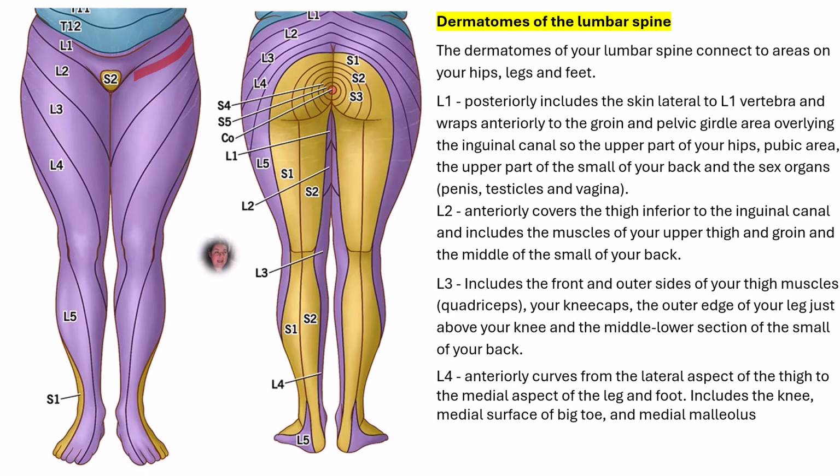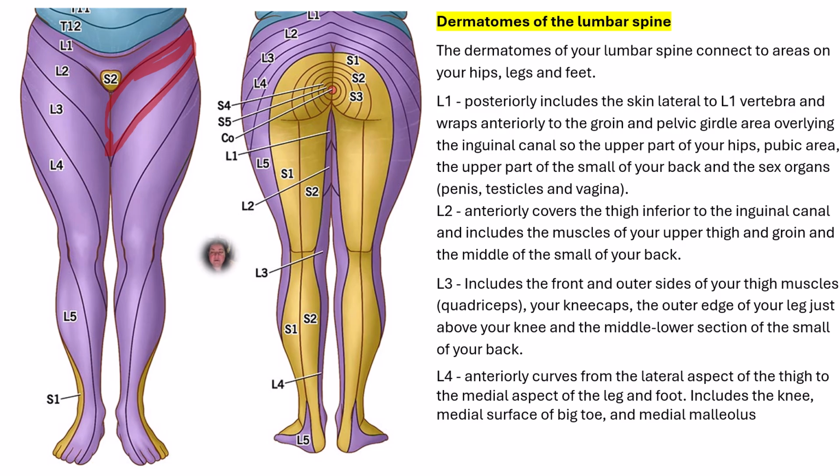So that is everything below that pelvic area that's going to be wrapping in and around. This includes the muscles of the upper thigh and groin and the middle of the small of your back. L3 includes the front and outer sides of your thigh muscles. So this would include your quadriceps area, your kneecaps, and the outer edge of your leg as well, just above your knee and the middle lower section of the small of your back.